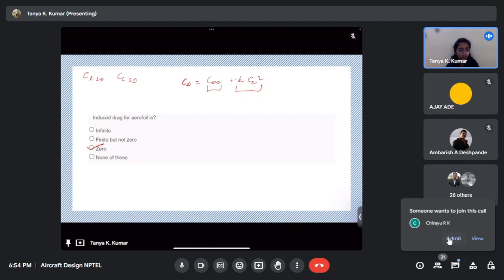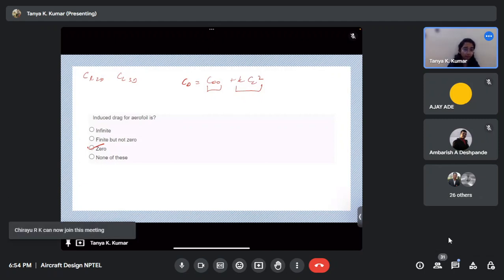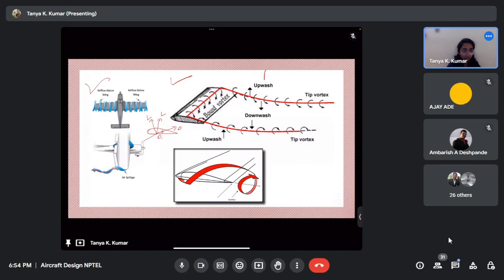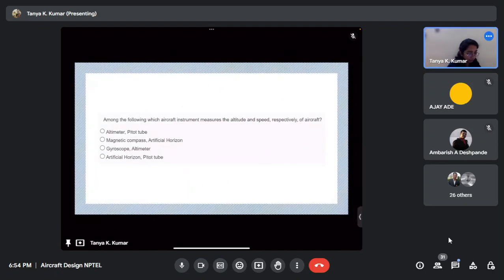For a wing, yes, you're right, it's finite but not 0. For a wing, you always have wingtip vortices and they always produce a drag. Okay, is it clear? Let's go to the next question.